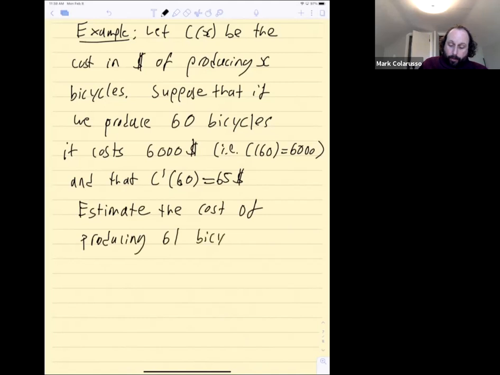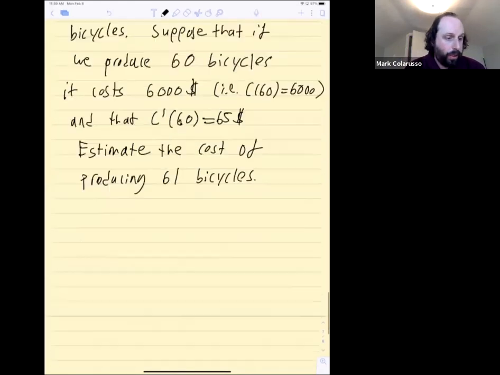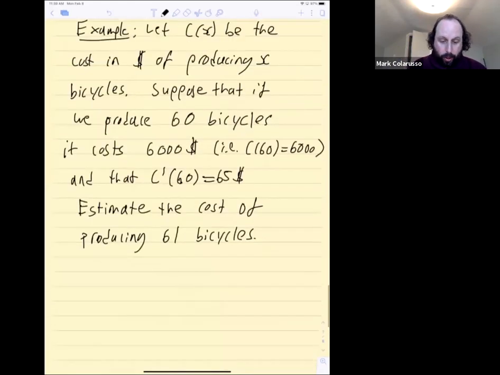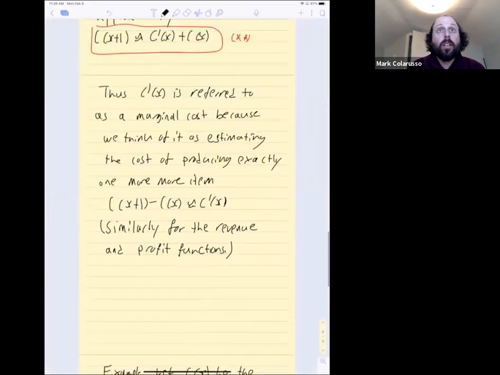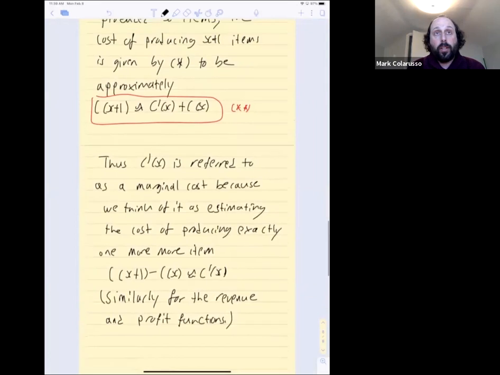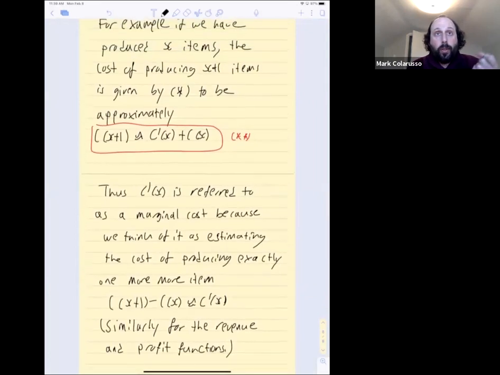61 bicycles. So that's what we want to do: estimate the cost of producing exactly one more bicycle, the 61st bicycle. Okay, so we can use what I was just saying above, equation double star, which tells us how to use the marginal cost to estimate the cost of producing one more bicycle.